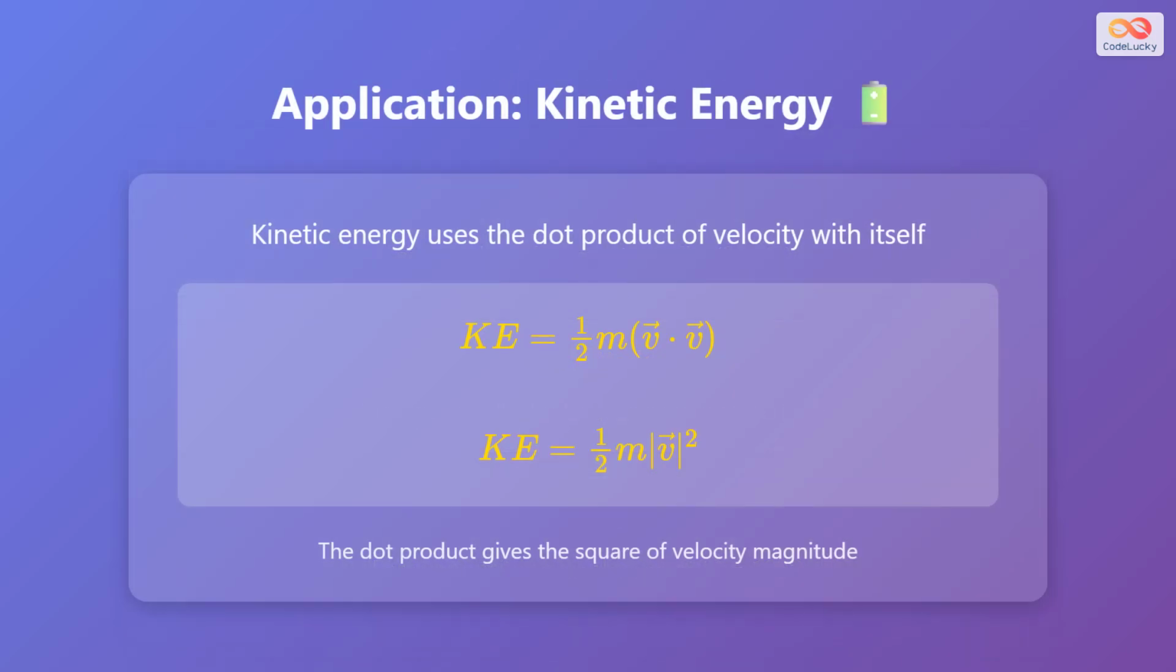The dot product also appears in the formula for kinetic energy. Kinetic energy equals 1/2 times mass times the dot product of velocity with itself. Since the dot product of a vector with itself gives the square of its magnitude, this simplifies to 1/2 times mass times the magnitude of velocity squared. This is the familiar kinetic energy formula, but expressed using the dot product.